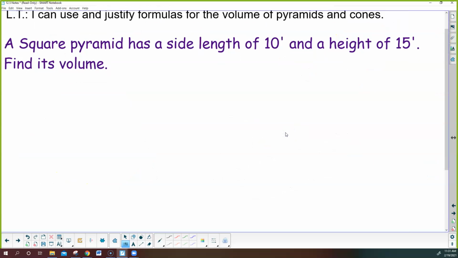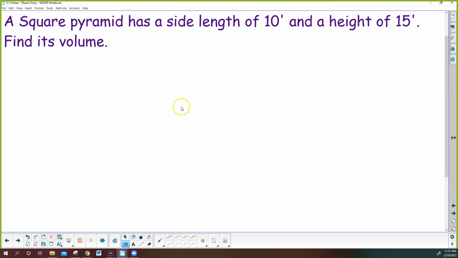I'd like you to try this one. And here's what I want you to do. I want you to draw a picture first. You don't have to write out this explanation, but draw a picture and then find the volume. You do not have to submit this answer. I'm just going to give you a minute or two to work on it, and then we'll go over it.